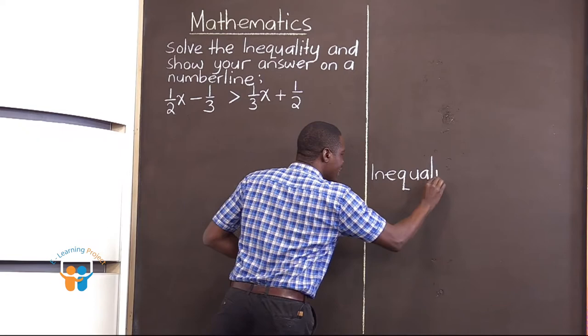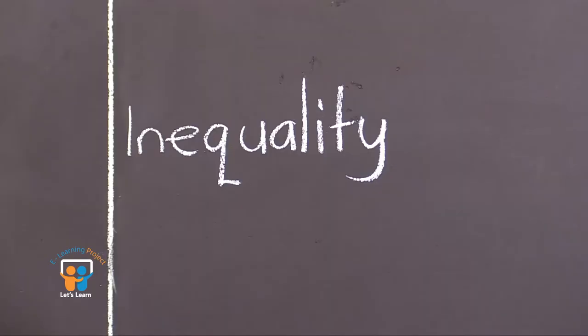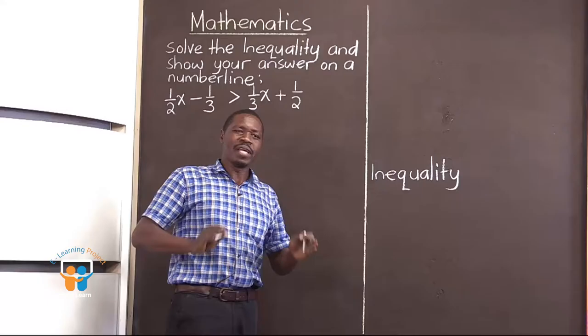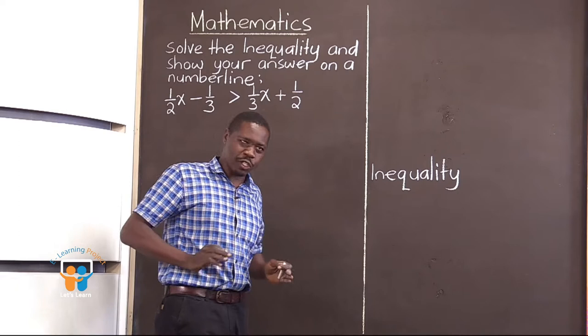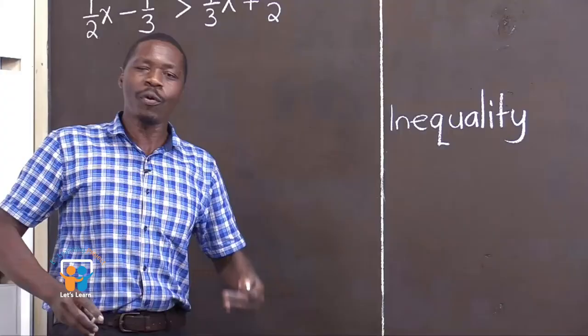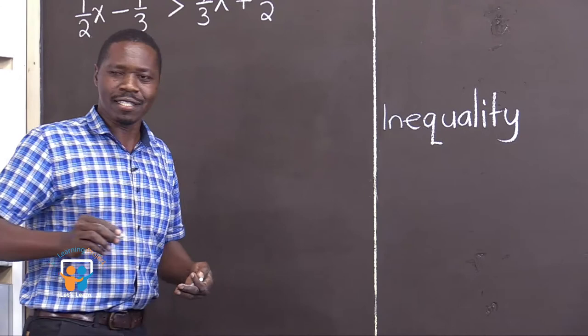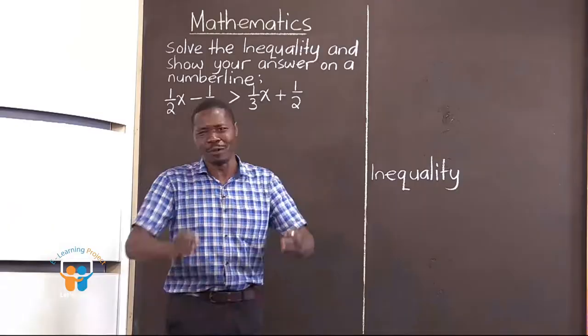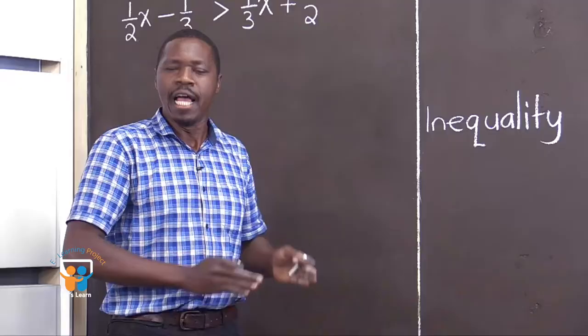Now, remember, inequalities are different from equations. In equations, we have an equals sign. In inequalities, we have inequality symbols, such as, yes, someone is trying to give us a circle. No, come on, don't make us laugh at this moment. We are doing serious work. We don't have circles here. We are looking at the symbols that we have in inequalities.